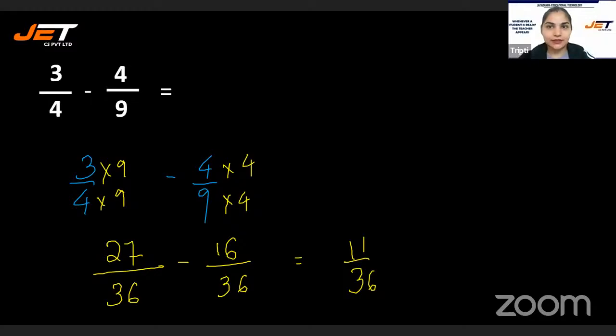All right. That's how you have to do these questions, dear children. And these are super easy. All right. Let's move on to the next one. Over here. 4 by 5 minus 1 by 10.